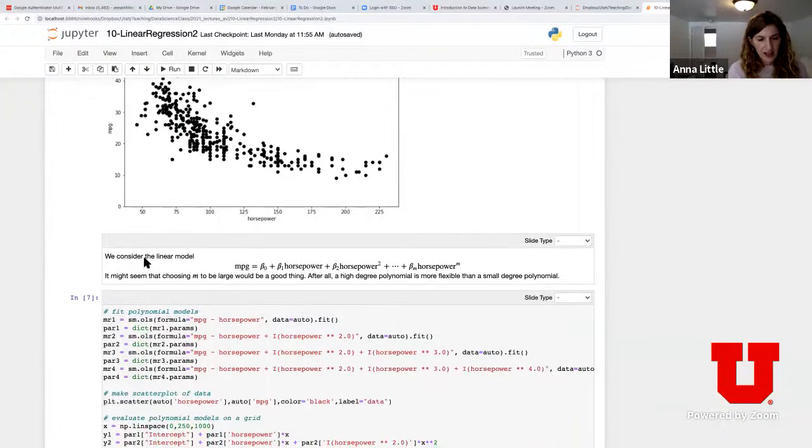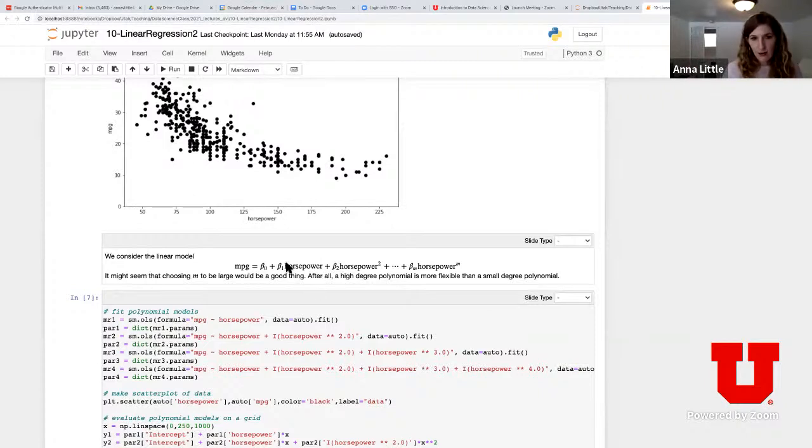I think that the wording here in the lecture is a little not correct when it says we consider the linear model. Because really I would call that a nonlinear model, right? But it depends on your viewpoint.